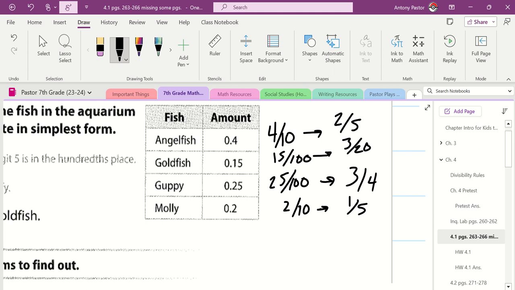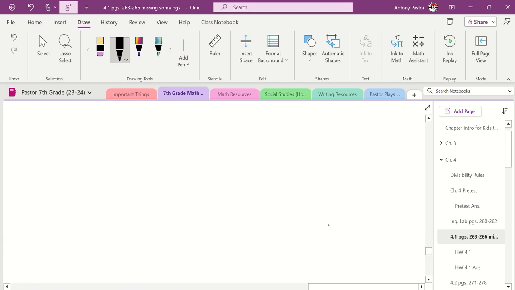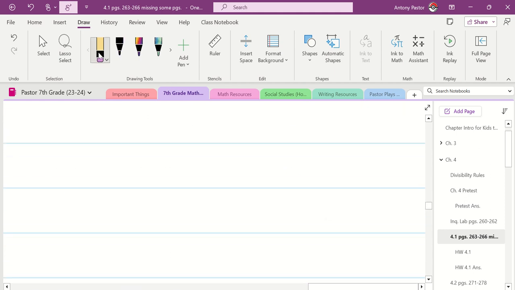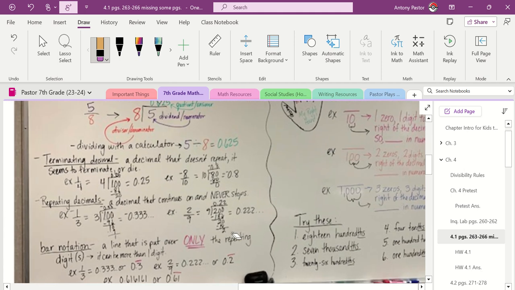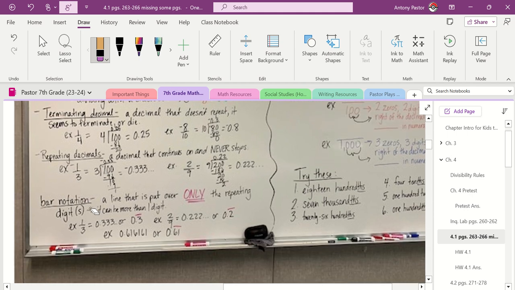And that's basically the lesson. So remember, when it comes to terminating decimals, those are decimals that stop or end. So we'll review our notes here. Decimals that stop or end are terminating decimals. A number that has a section that continues to repeat is a repeating decimal. A repeating decimal is indicated by a bar notation. The bar notation is the line drawn over the digit or digits that continue to repeat.